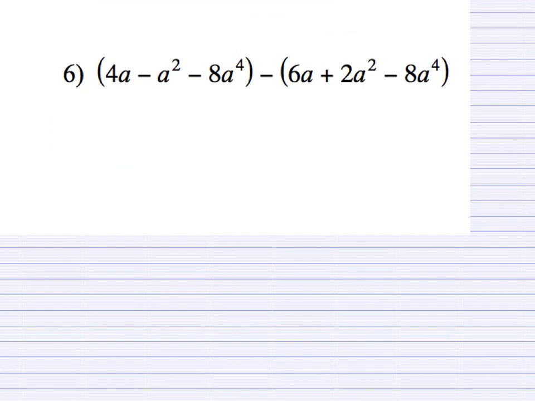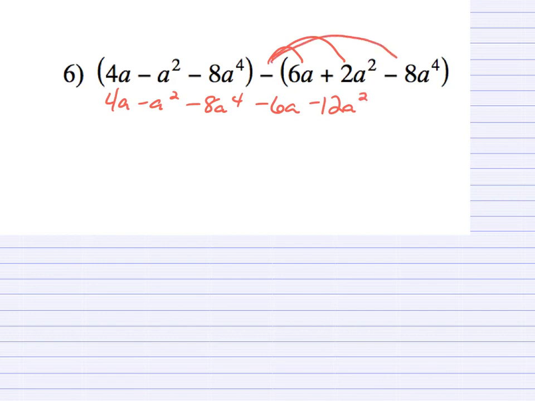All right, number 6, again, we have a trinomial minus a trinomial. The minus in between the two polynomials means we're going to do the distributive property. I'm going to bring the first side down because there's nothing to do to it yet. Negative times 6a is negative 6a. Negative times 2a squared is negative 12a squared. And negative times negative is going to be positive 8a to the 4th. And again, I'm going to put these in standard form as I go. So I'm going to start with the a to the 4th. Negative 8a to the 4th and positive 8a to the 4th cancel out and give me nothing, so I'm not going to bring anything down for them.